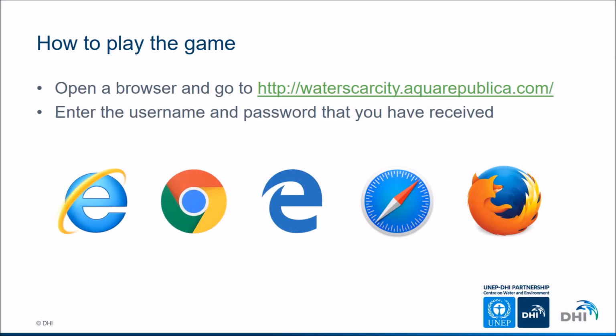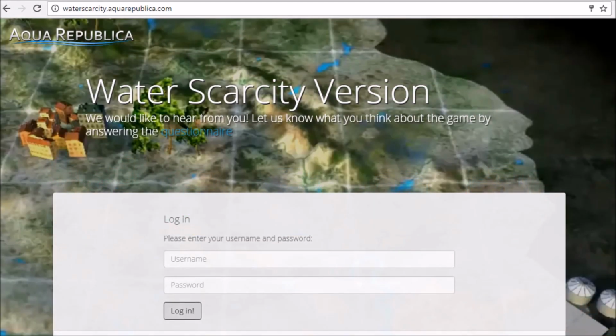To start the game, simply open up a browser and type in waterscarcity.aquarepublica.com. It doesn't matter whether you're using a Mac or PC as long as you use the following browsers. The game, however, does not run on Internet Explorer, so don't use that. It is also a desktop game, so don't try with tablets. Once you have successfully entered the URL, you will see this page.